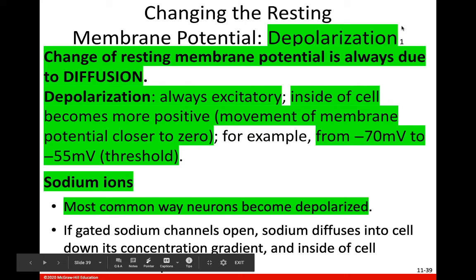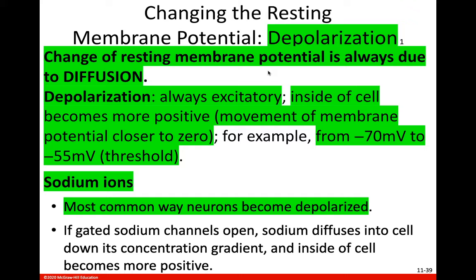Okay, so depolarization, what happens? We've talked about this before. It is due to the diffusion of these ions, guys. Depolarization is always excitatory. It occurs when the inside of the cell membrane moves closer to zero. It becomes more positive. For example, when those ligand-gated sodium ion channels open, sodium ions diffuse in because there's more sodium outside than inside. Sodium ions diffuse in, and those positive ions coming in make our charge inside the cell more positive. It goes up from -70 to -55, hopefully. And that's going to open those voltage-gated ion channels.